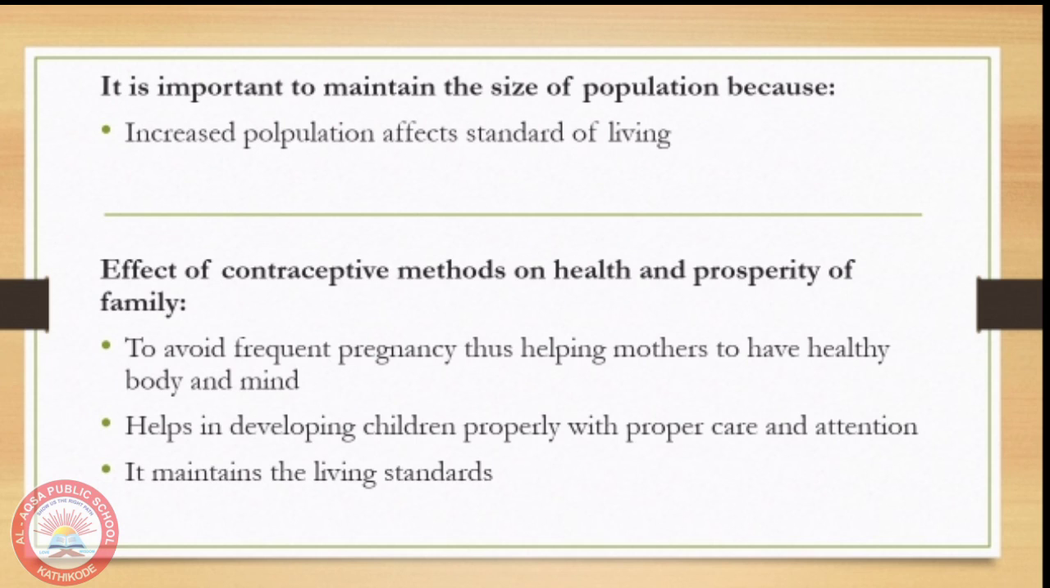of the society. Use of these contraceptive methods also has effects on the health and prosperity of a family. Let us see how. Using contraceptive methods to control birth helps to avoid frequent pregnancy. If we avoid frequent pregnancy, it will help the mother to have a healthy body and mind. It also helps in developing children properly with proper care and attention. It maintains the living standards of the family. It will help in providing the children with proper education, clothing, life standards, etc.